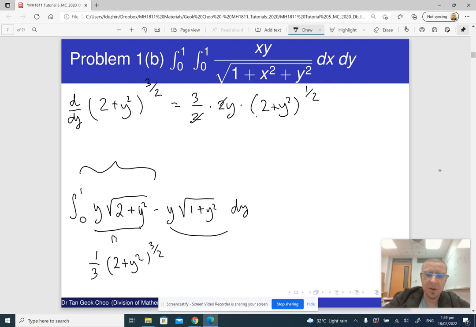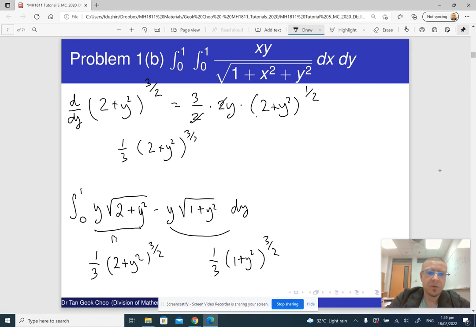But because of the same logic, the antiderivative of the second term is going to be 1/3 times 1 plus y squared raised to the power 3 over 2, right? So which means the whole integral is going to be 1/3 times 2 plus y squared raised to the power 3 over 2 minus 1/3 times 1 plus y squared raised to the power 3 over 2. And we should take the change from 0 to 1. And here it's clear that the change is in y, so we don't have to indicate that it is y. Okay, and that's basically it.